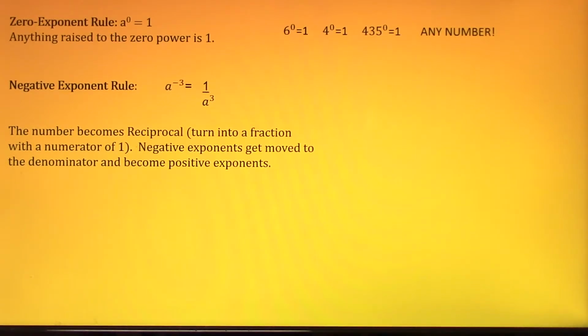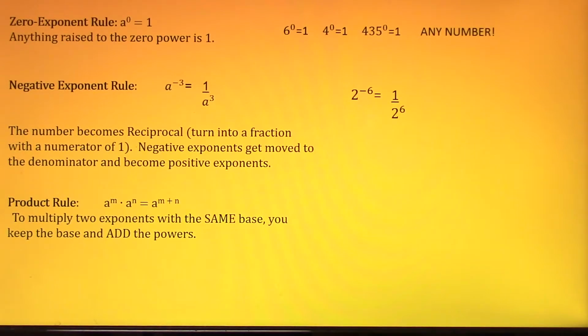Negative exponent rule. So when you have an exponent expressed as a negative number, any number with a negative exponent, you flip it around, that's the reciprocal, turn it into a fraction, numerator of 1, and then the exponent goes to the denominator on the bottom as a positive. So let's take a look. 2 to the negative 6th power would be 1 over 2 to the 6th power. The exponent goes in the denominator as a positive. Okay?